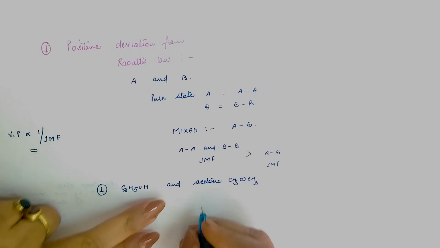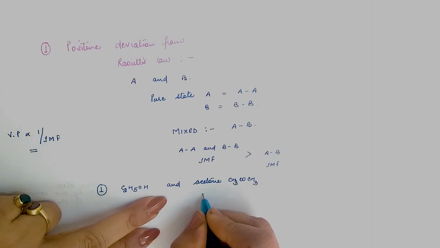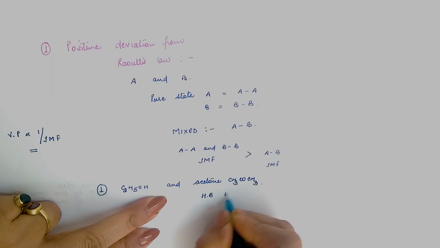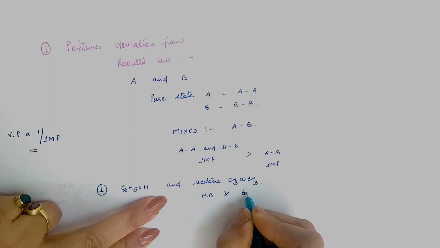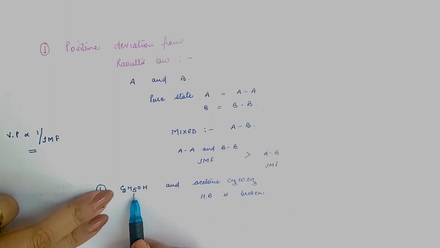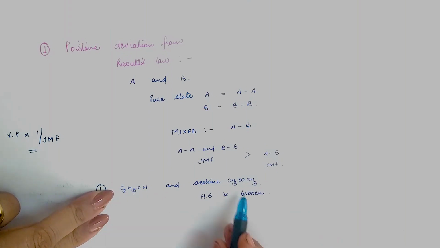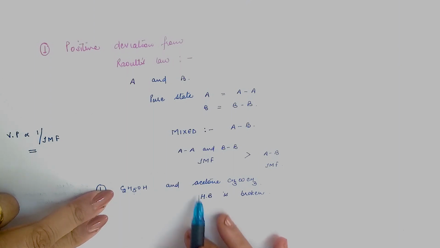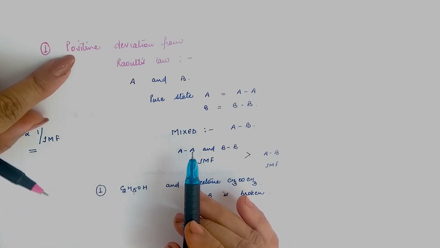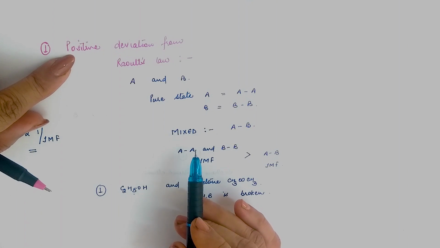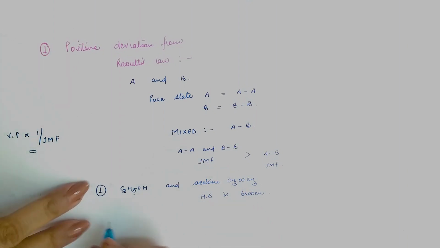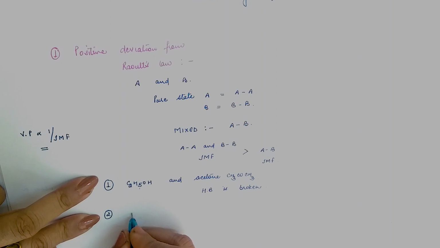Okay, so when the hydrogen bonding is broken, the given compound has strong hydrogen bonding, and the other component which you have added breaks its hydrogen bond. Then the solution will show which type of deviation? Positive deviation. Now the second example I am taking.